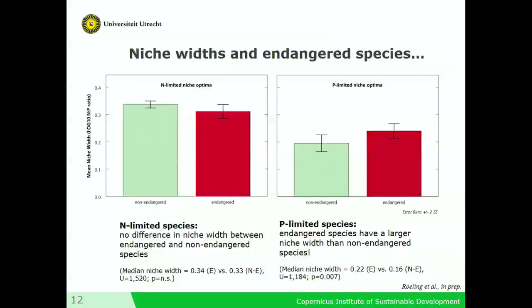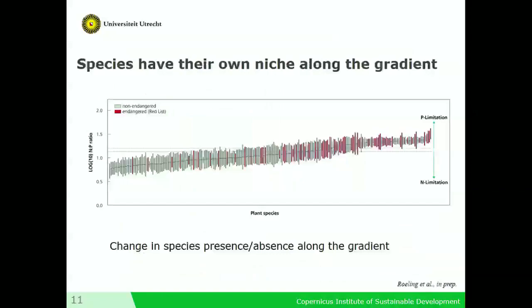For N limitation, I can be very quick. There's basically no difference in the niche width of endangered and non-endangered species. And for phosphorus limitation, it's exactly the opposite of what we expected. So we basically see, and you can also see it in the previous graph, that we have quite some species with a very narrow niche, but we also have some endangered species which actually cross over to the boundary to nitrogen limitation.